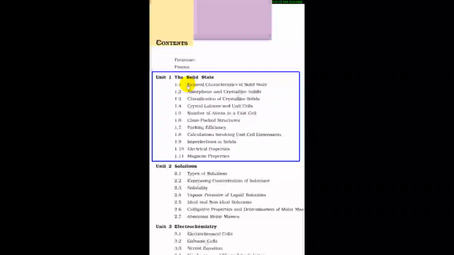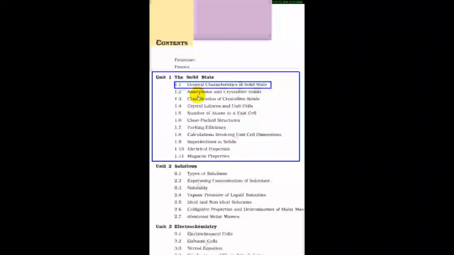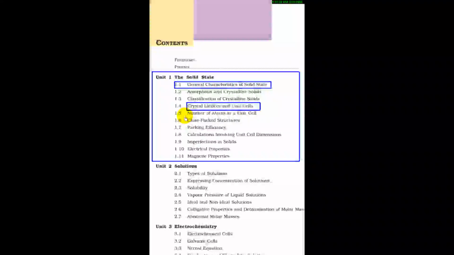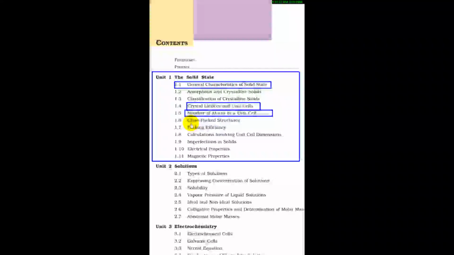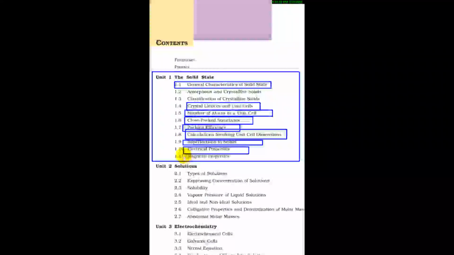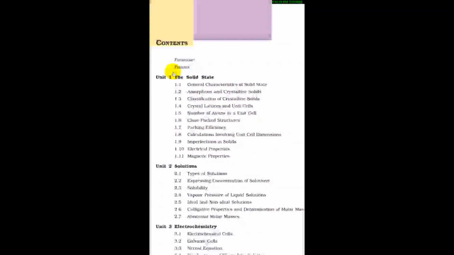So this is Unit 1, the solid state, and we have to study things like general characteristics of solid state, amorphous and crystalline solids, classification of crystalline solids, crystal lattice and unit cells, number of atoms in a unit cell, and close packing structures. We will discuss what these are and how to understand them. We will discuss many things here: packing efficiency, calculations involving unit cells and dimensions, imperfections, and then electrical and magnetic properties of solids. So many things to discuss, and we will talk on that.